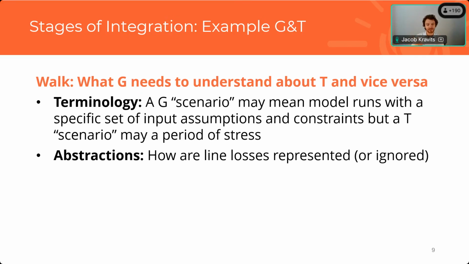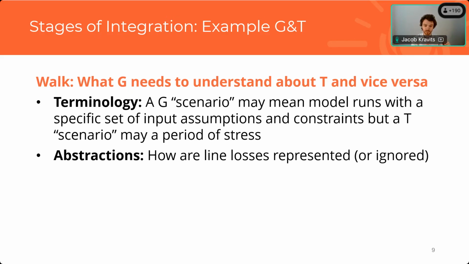And so if you're going to start to integrate your planning processes, it's important to get ahead of those miscommunication possibilities and start aligning your terminology. The guidebook gives some practical ways that you can align terminology, and also how to start conversations around modeling abstractions, right? How are line losses approached from a transmission planning perspective? How are line losses approached from a generation perspective? Again, all those details are in the guidebook.